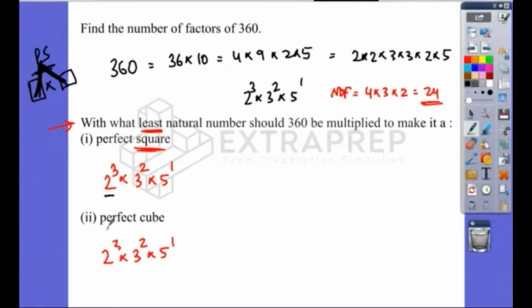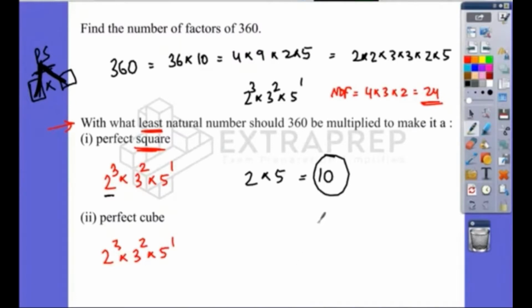2 cube, can you divide that into 2 equal parts? 2 square on one side, 2 is left on the other side. So you need another 2. Then if you multiply with 2, it becomes 2 power 4, which can be divided as 2 square and 2 square. So 2 cube cannot be divided into 2 equal parts, and you will need a 2. Then 3 square, can it be divided into 2 equal parts? Yes, so leave that. 5 power 1, can it be divided into 2 equal parts? No, we need another 5. So if you multiply by 2 into 5, that is 10, it will become a perfect square.